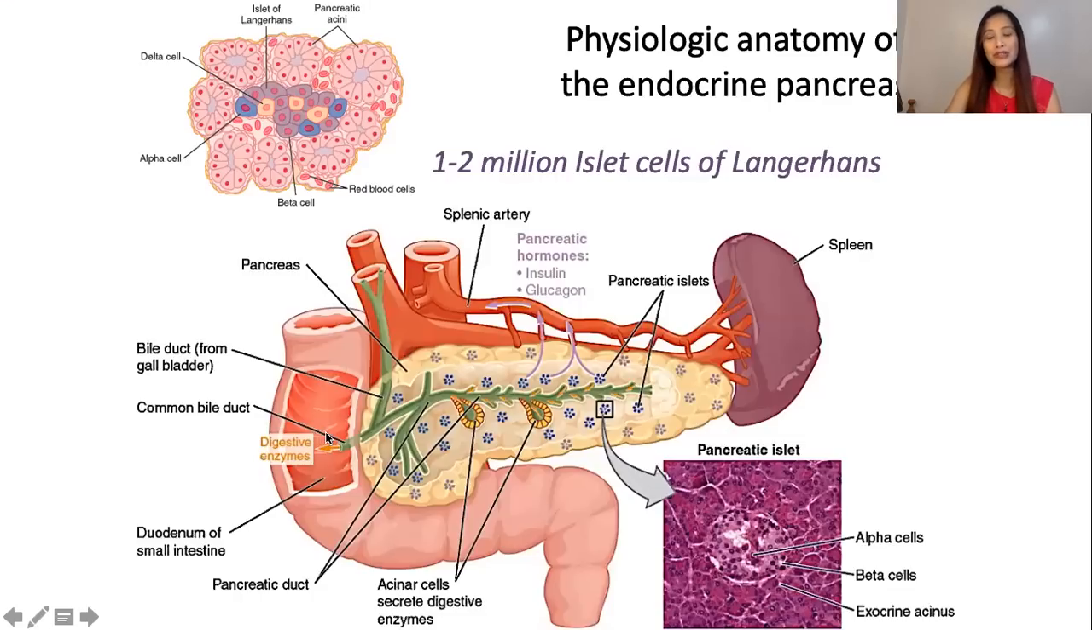But the focus of our lecture today is the endocrine portion of your pancreas, which is your pancreatic islet. It is called an islet because it looks like a small island. Here you will find the different cells that secrete the important hormones that are central to the hormonal regulation of energy metabolism. There are roughly 1 to 2 million islets of Langerhans. If you have diabetes mellitus, your islets of Langerhans will be depleted in number, causing some form of insulin deficiency along the way.